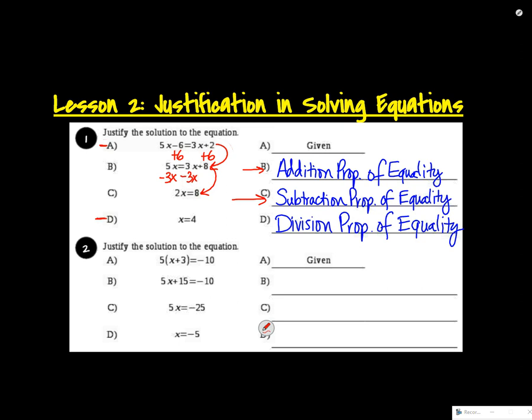From C to D, I got there by dividing both sides by 2. Why am I allowed to do that? Well, the division property of equality says I'm allowed to divide both sides by the same thing. So for each blank, each step that you do, each operation that you make, you have something to write. And then you always start with given, always. So if you are writing out the problem, which we'll do in a little bit, then you write given.